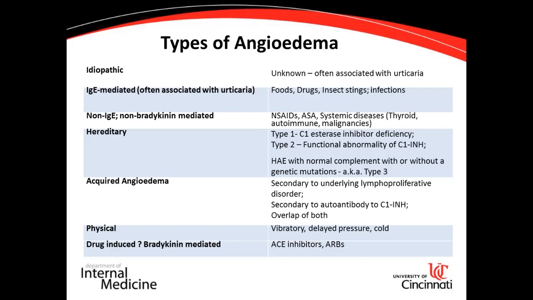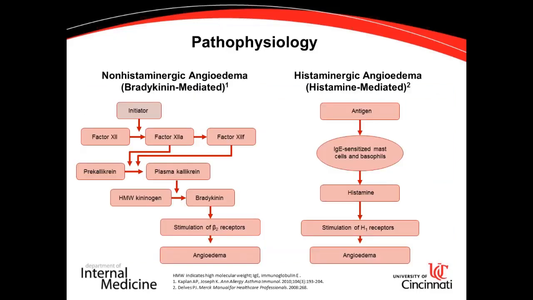There are patients who have acquired angioedema, which is due to either an underlying lymphoproliferative disease, a malignancy, or secondary to an autoantibody formed in direct response to C1 inhibitors, so it blocks C1 inhibitor's activity. Other types of causes like vibratory, delayed pressure, cold, these are called physical stimuli that can cause angioedema. And then certain medications, exogenous forms such as ACE inhibitors, like lisinopril being the most common, as well as angiotensin receptor blockers can be associated with angioedema. Although a number of medications can be associated with angioedema, ACE inhibitors seem to be the most prevalent.